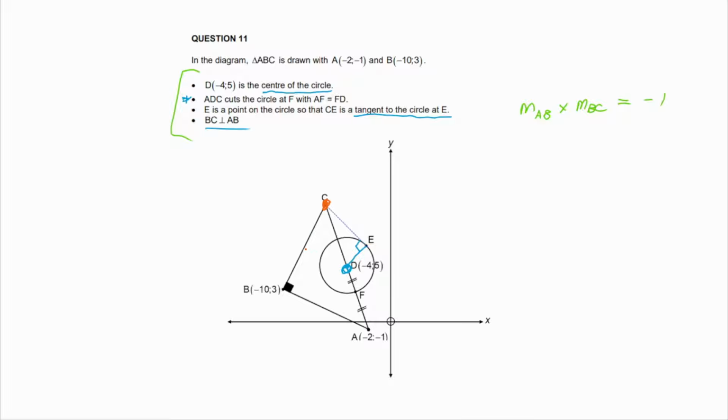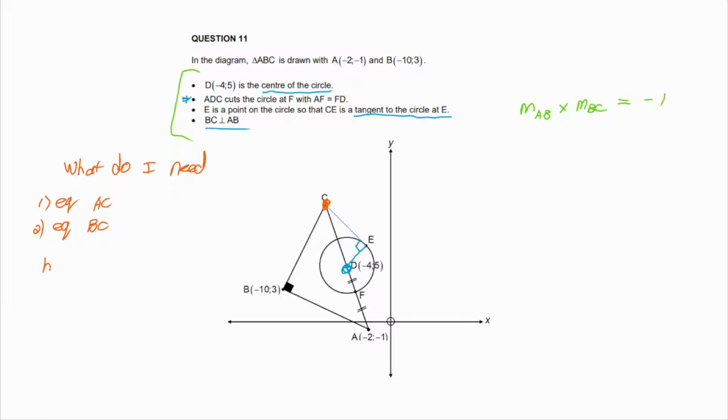We can ask ourselves, what's special about C? What I see is that it's the point of intersection of this line and this line, these 2 lines. So what do I need? I need the equation of line AC and the equation of line BC. These are the 2 things I need to solve the problem.